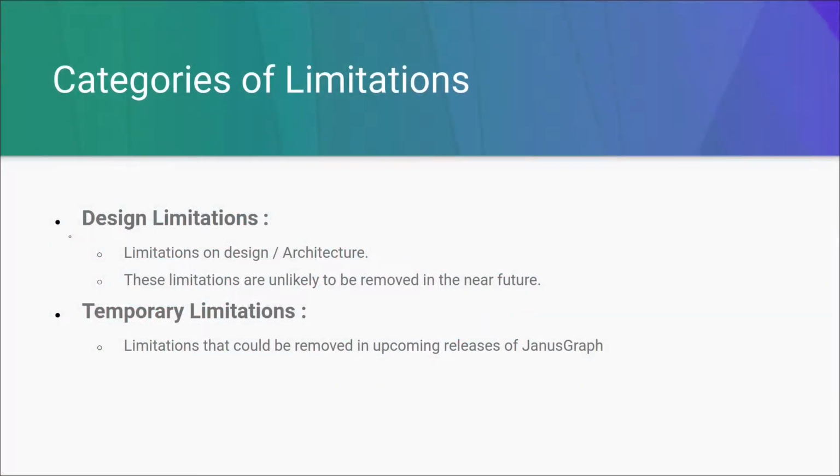In Janus Graph, limitations are categorized into two categories. First one is design limitation and second one is temporary limitations. Design limitations are the limitations that are because of the design and architecture of the technology. And these limitations are unlikely to be removed in near future. Let us understand the definition of design limitations using a real technology scenario.